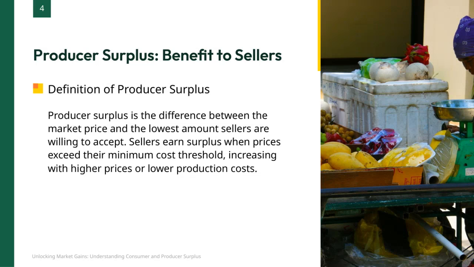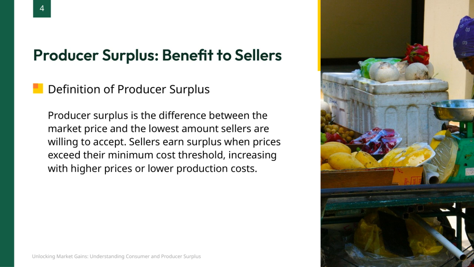Here we have the concept of producer surplus, which is essentially the benefit that sellers receive in the market. Producer surplus is defined as the difference between the price at which sellers actually sell their goods and the minimum amount they would be willing to accept. Think of it this way: if a fruit vendor is willing to sell mangoes for at least $1 each, but the market price is $1.50, the extra 50 cents per mango represents their producer surplus.